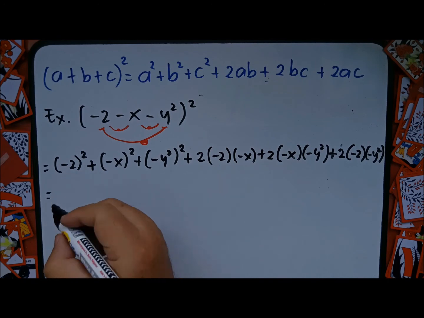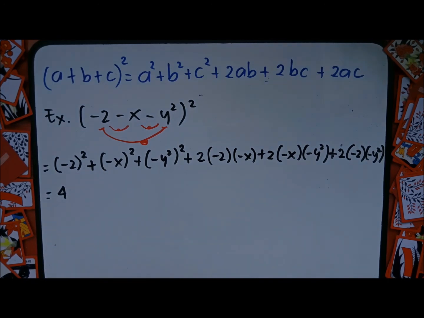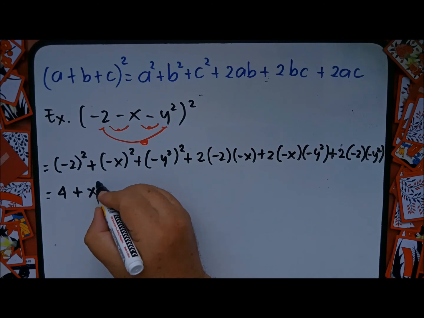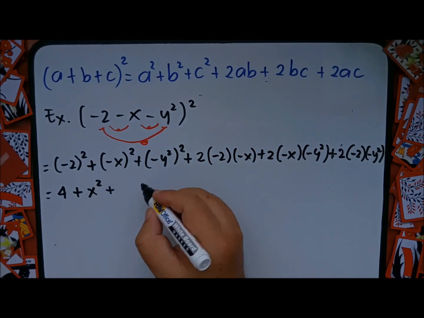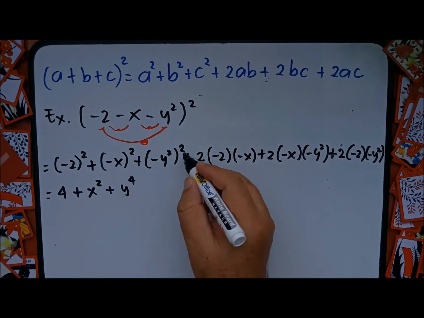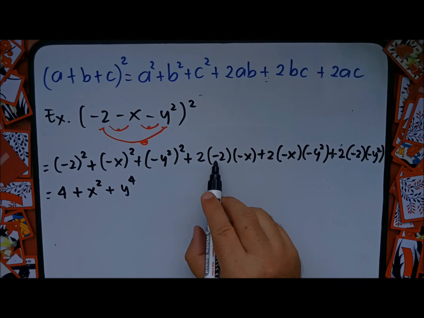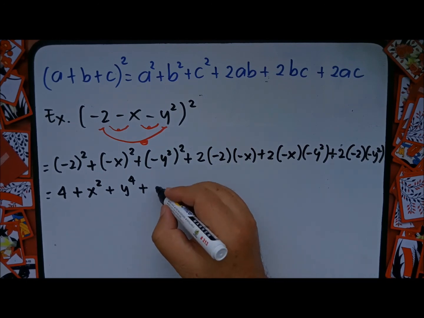Negative times negative will become positive. 2 times 2 will become 4. Okay? Negative times negative will become positive. X times x is x squared. Negative times negative will become positive. Y squared will become y to the 4th power. 2 times 2. Positive times negative is negative. Negative times negative will become positive. 2 times 2 is 4.